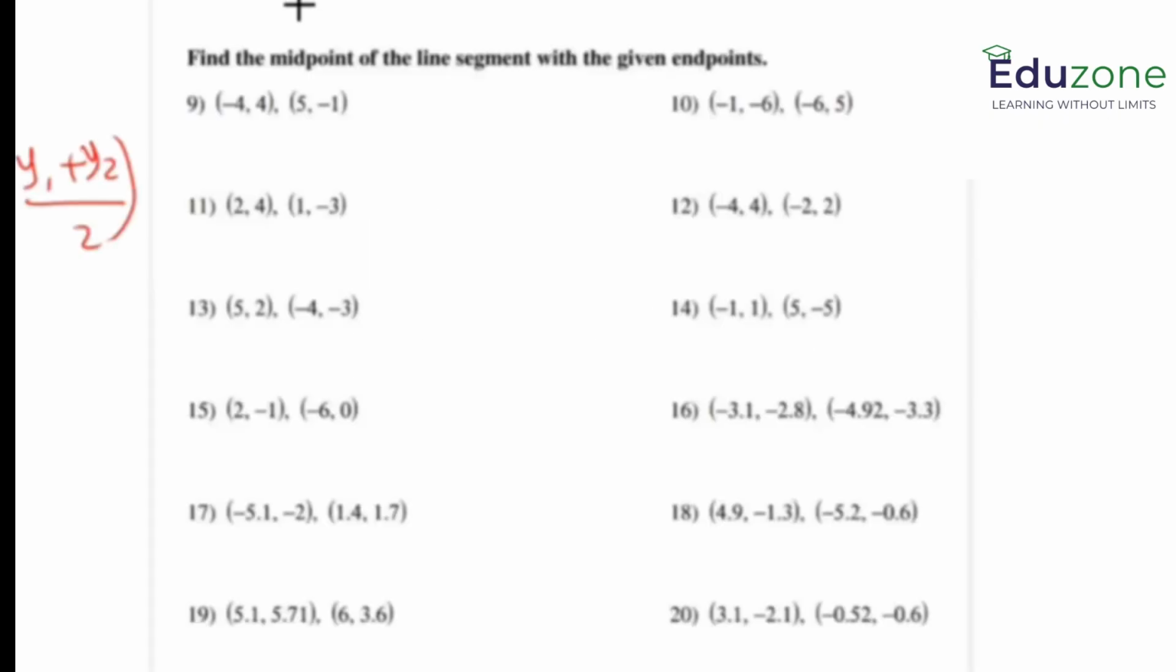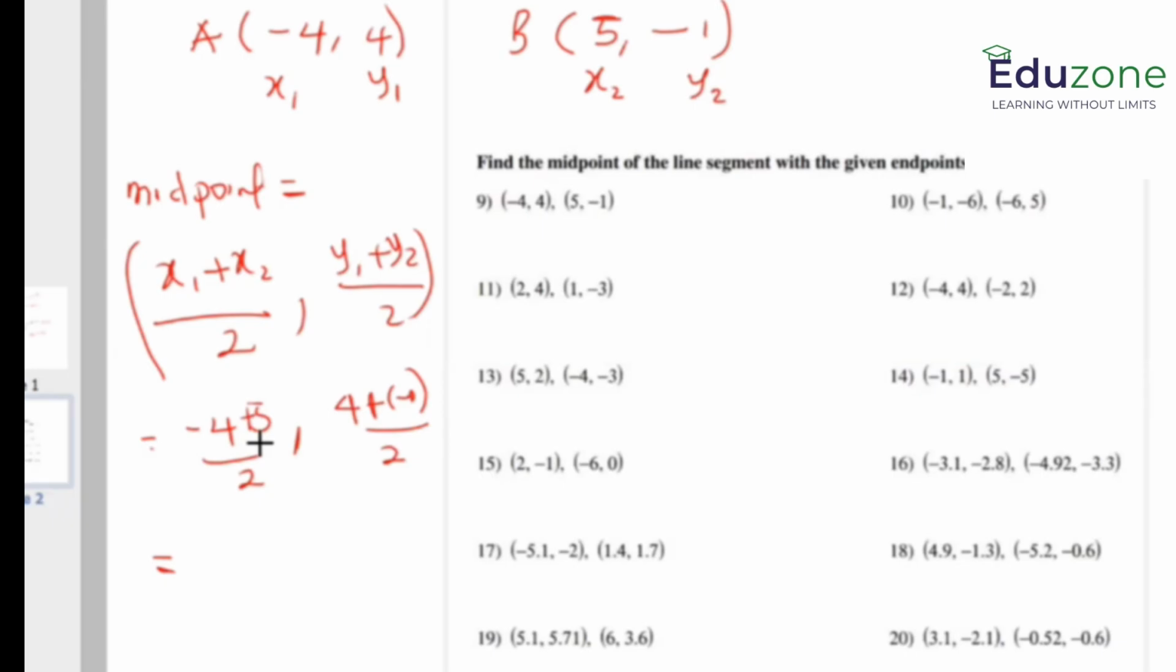So you carry that out. This is my x1, this is my x2. You are saying minus 4 plus 5 divided by 2, comma, 4 plus minus 1 divided by 2. This becomes 1 over 2, since minus 4 plus 5 is 1, comma. This one now, 4 plus bracket minus 1. So plus and minus will be minus. So 4 minus 1, that will be 3. That will be 3 over 2. So that's the midpoint of that line.